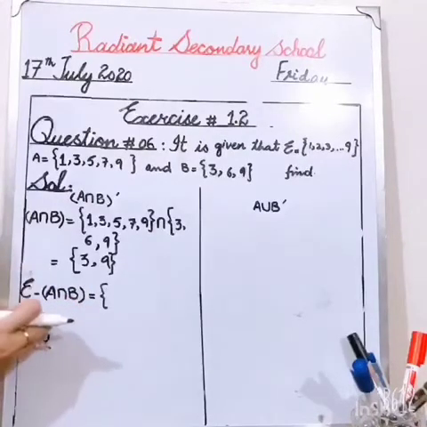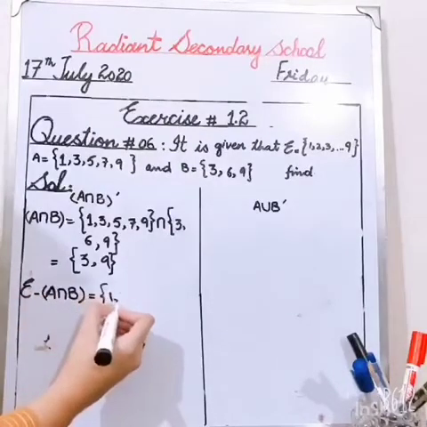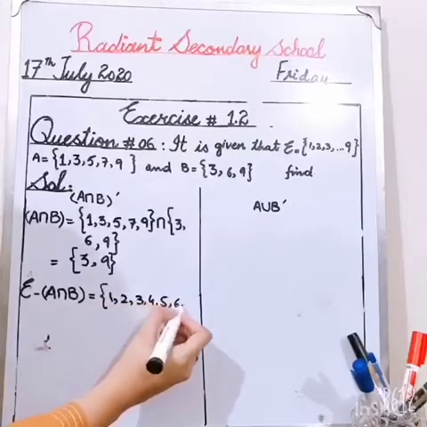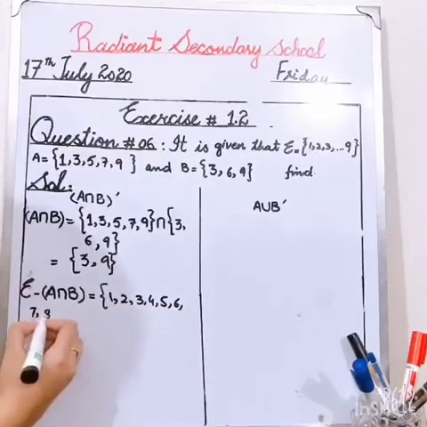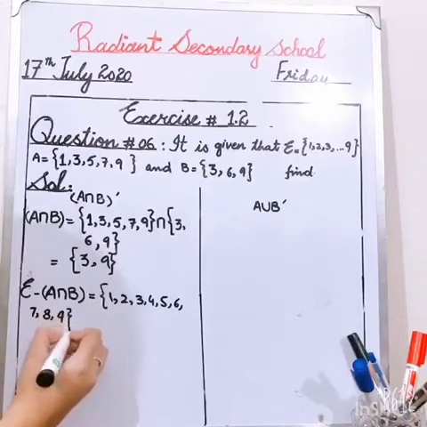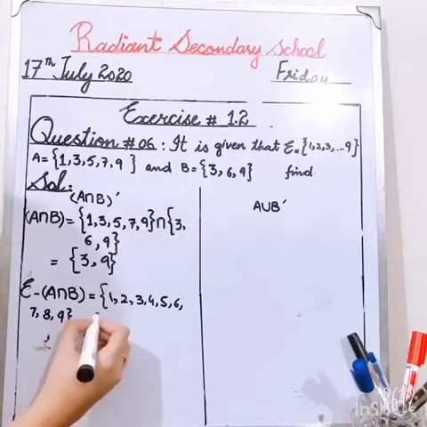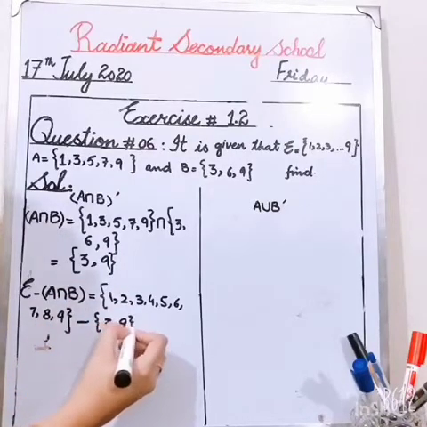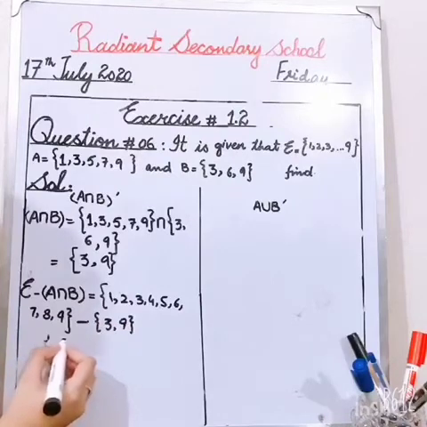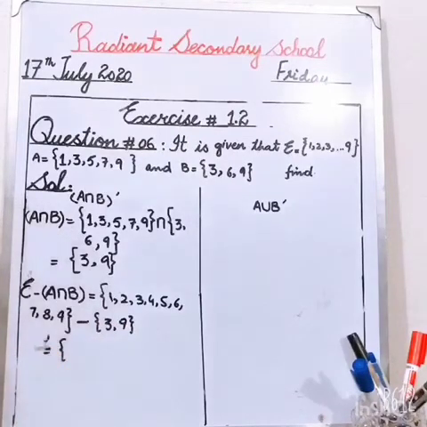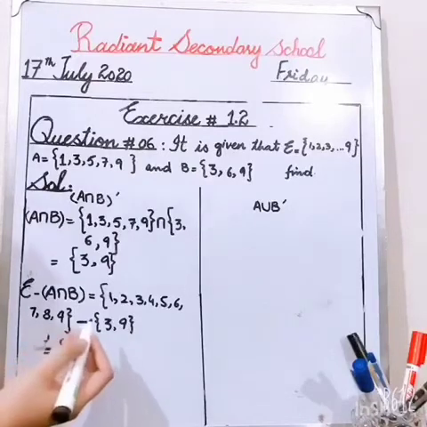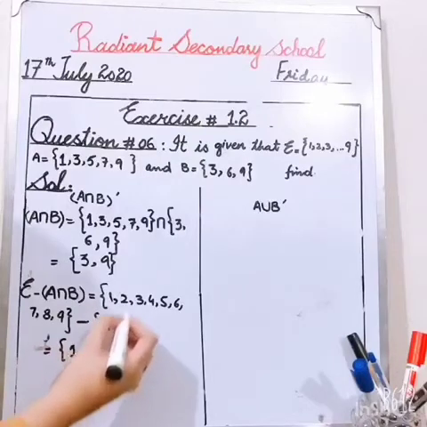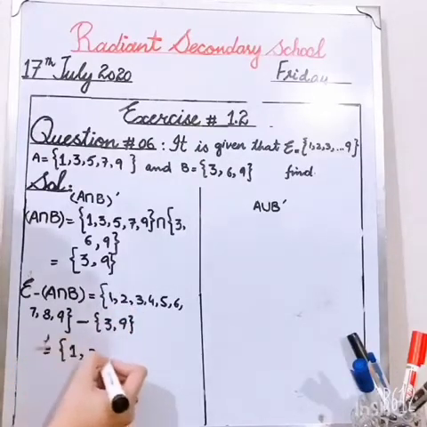So first you will write down set E, that is 1, 2, 3, 4, 5, 6, 7, 8, 9 minus the answer of A intersection B, that is 3 and 9. Now minus means the difference, means all the elements which are present in the first set but not in the second set. 1, 2, 3 is present in both the sets, so we will not write it.